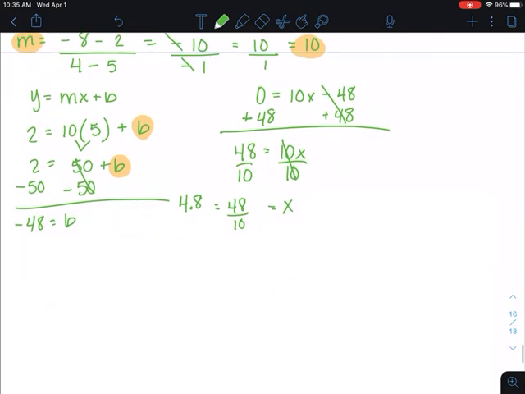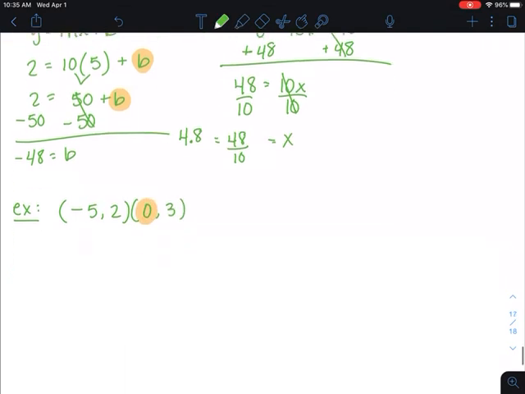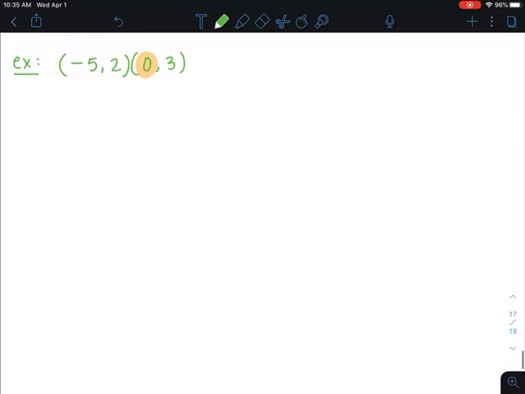Alrighty. We're going to do one more, and then we'll be done for the day. So we're going to do -5, 2, and 0, 3. Oh, they gave us a 0, so we have one of our intercepts. We have to figure out which one it is. So again, we're solving for 3 things: the equation, x-intercept, and your y-intercept.